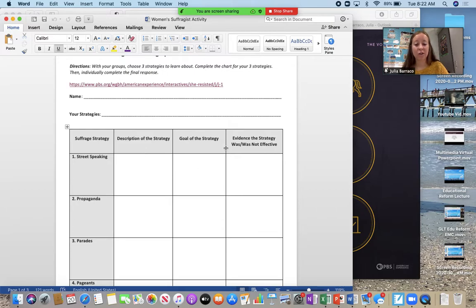The goal of the strategy, again, I don't want women's suffrage. No, I want who they were targeting, why they were street speaking. And then evidence that the strategy was effective or not effective. And this is based on what you see on the website. So after looking at the website, do we think it was effective or not? And it's kind of your own opinion. So like I said, we'll do this first one together, street speaking.